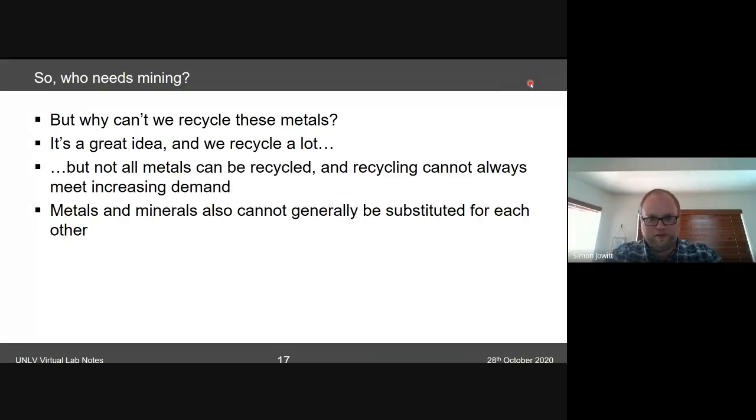So that's fine. We mine a lot, but why can't we recycle these metals? We do. We recycle a lot. That meets some demand, but not all metals can be recycled. Recycling cannot always meet increasing demand. Metals and minerals can't be substituted for each other. The way we use certain metals and minerals is almost unique. You cannot, say, easily replace copper with aluminum in wiring without losing some of the characteristics that make copper so good at conducting electricity.